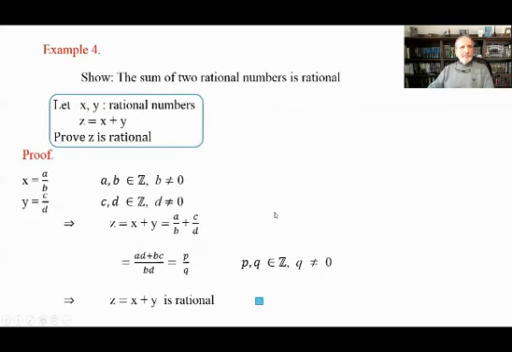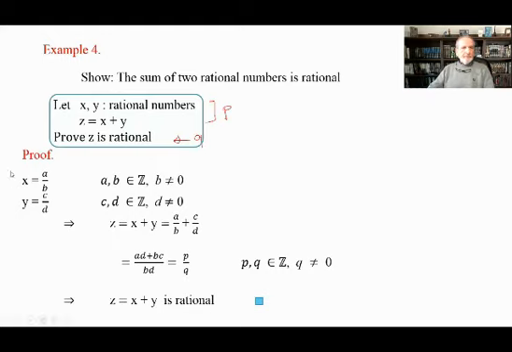Example number 4. Show the sum of two rational numbers is rational. The sum of two rational numbers is rational. So now let x, y be rational numbers, and z is x plus y. We need to prove z is rational. Again, this is your P, and this is your Q. And you're trying to prove P implies Q.